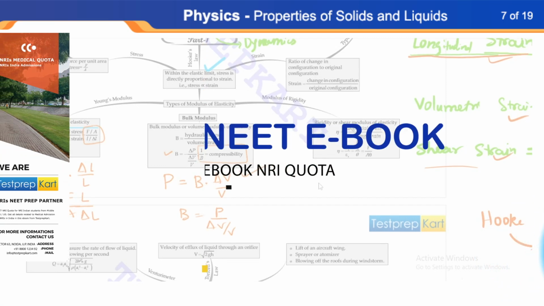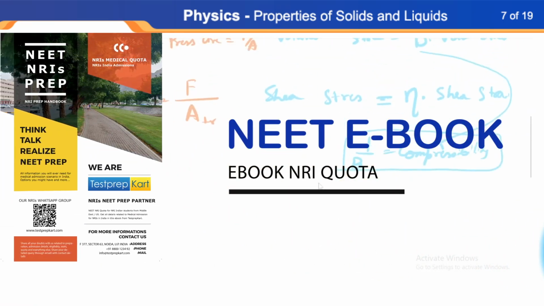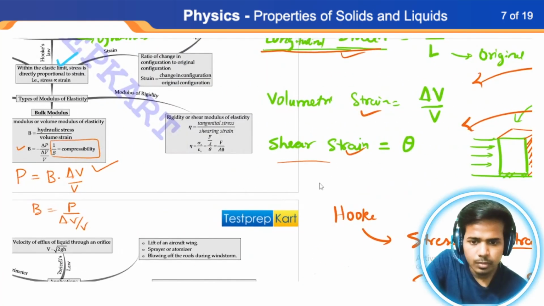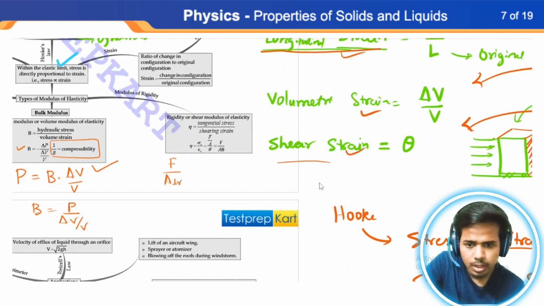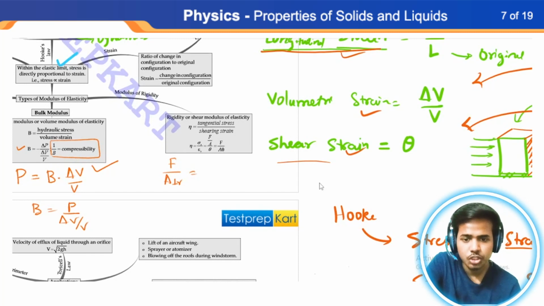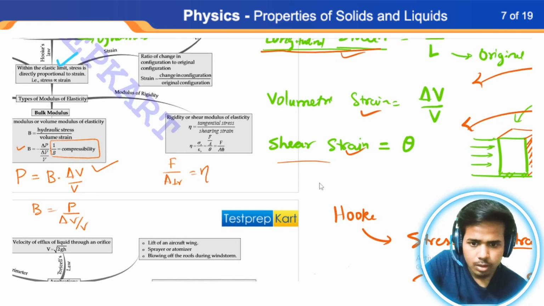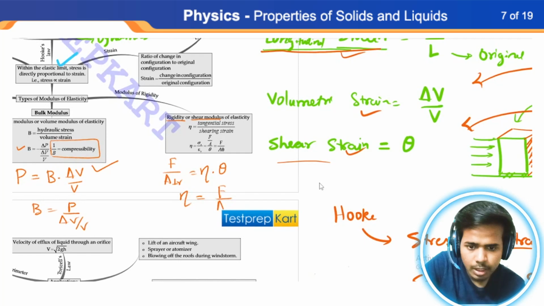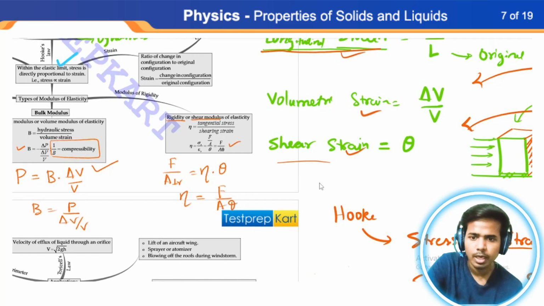In the third equation which we had here, I can directly apply it here. The shear stress, which is nothing but the force by area perpendicular, is equal to the shear modulus, yes, it is also called rigidity, into the shear strain, which is nothing but theta itself. So in this case, if we calculate eta, it will be F by A theta, which is this term. So I hope this was clear.